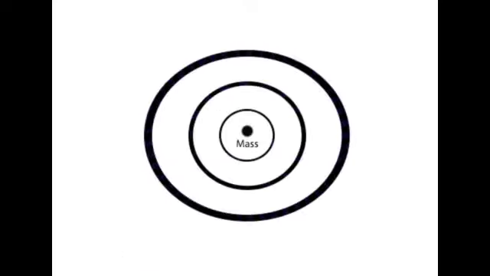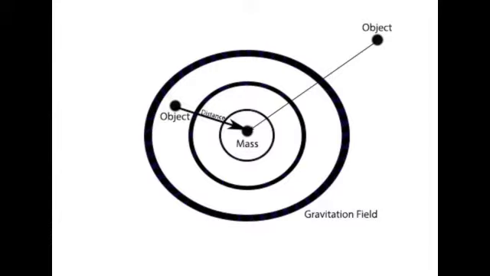For example, let's say we have a mass creating a gravitational field around it. Objects inside that field will accelerate to and be attracted towards the mass creating that field. Now let's say we have a second object further out. Well, it will also be accelerated towards the mass creating the field. The only difference is that the two objects are a different distance away from that mass.